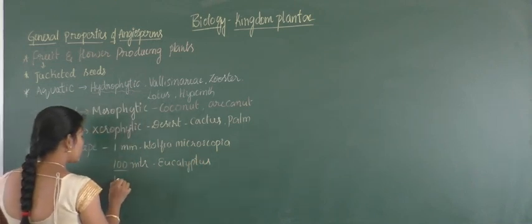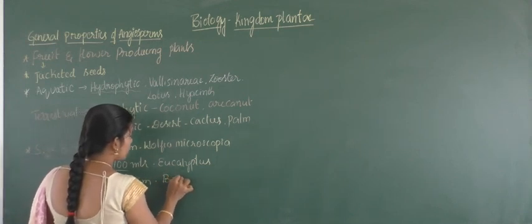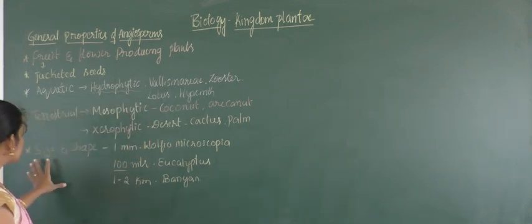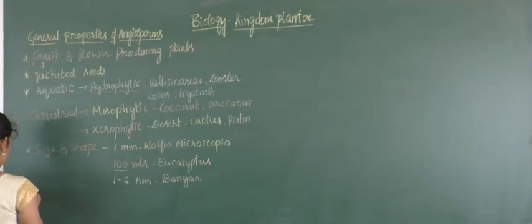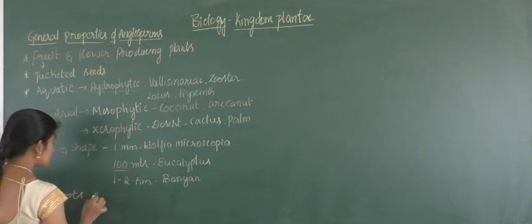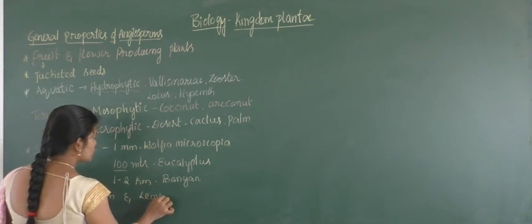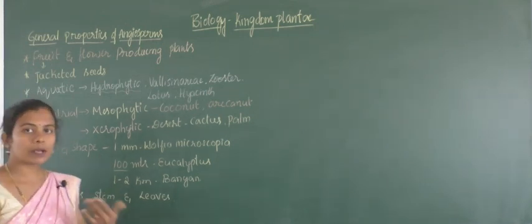And the widest one, which extends up to 1 to 2 kilometers, is the banyan tree, right? So these are the examples with the various sizes and shapes. When we come to the morphological structure, it possesses well differentiated true roots, stem and leaves. We will speak in detail regarding root, stem and leaves in the upcoming chapters.